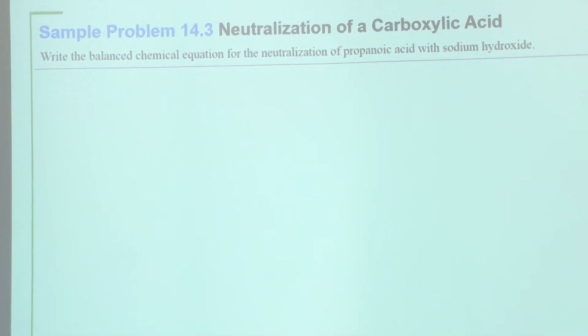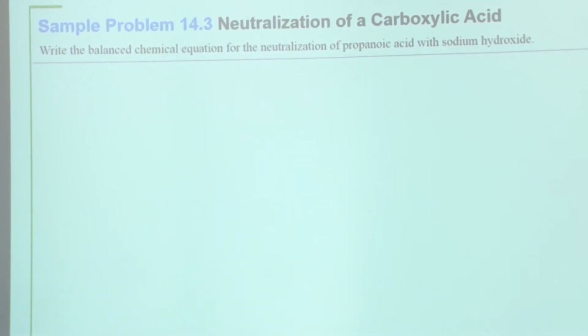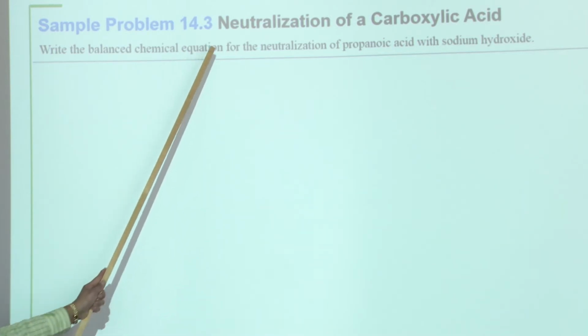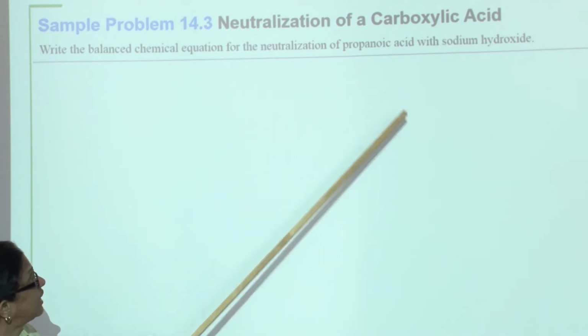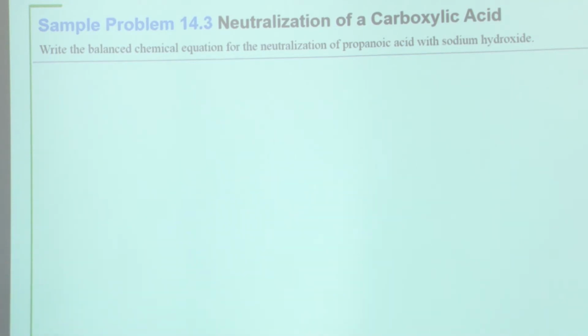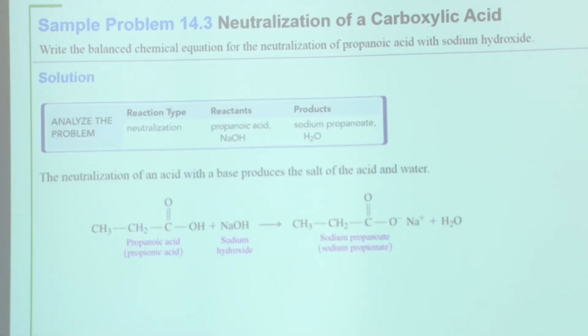Okay, write the balanced chemical equation. Propanoic acid with sodium hydroxide. Again, neutralization is a reaction between an acid and a base. Neutralization always gives you salt and water. So propanoic acid with sodium hydroxide will give you the salt of the propanoic acid with water. So salt and water there.